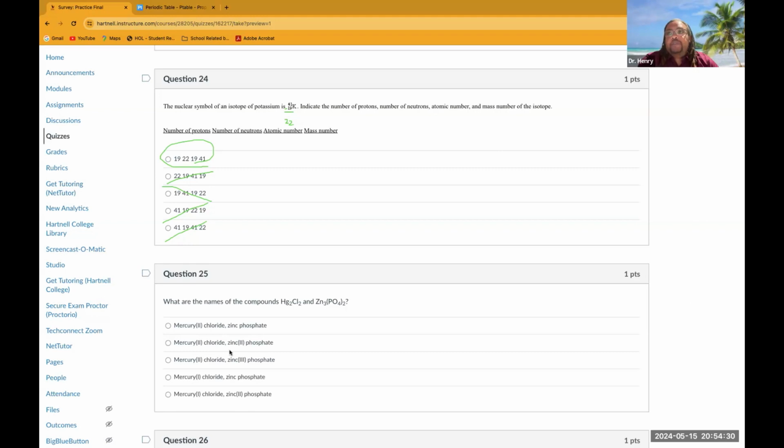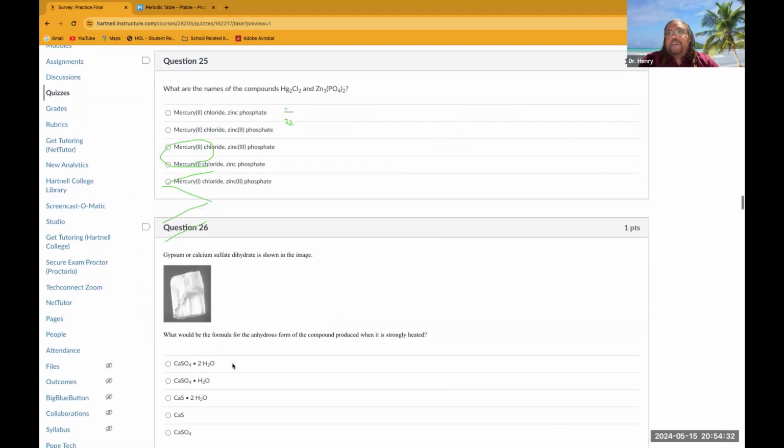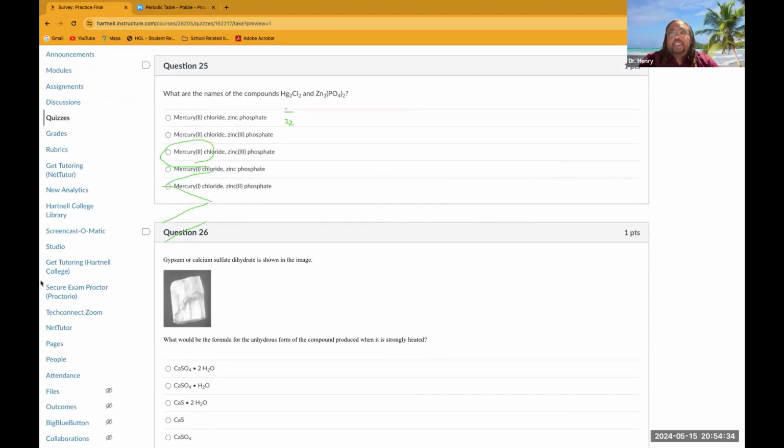Okay, ready for the next one? Number 25. What is the name of the compound Hg2Cl2 and Zn3(PO4)2?